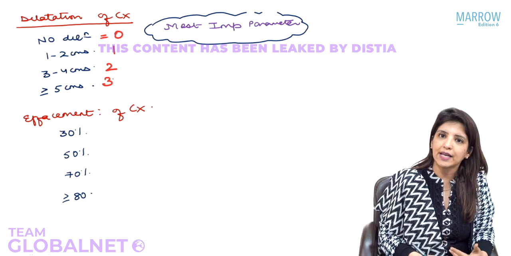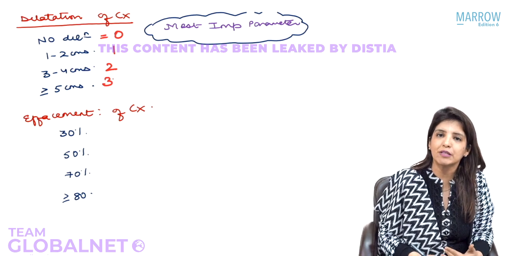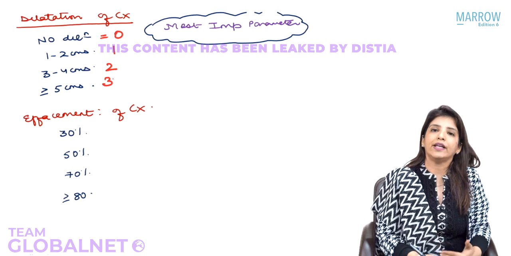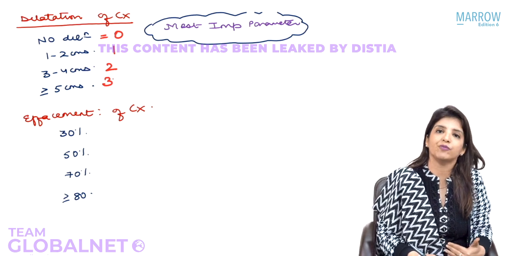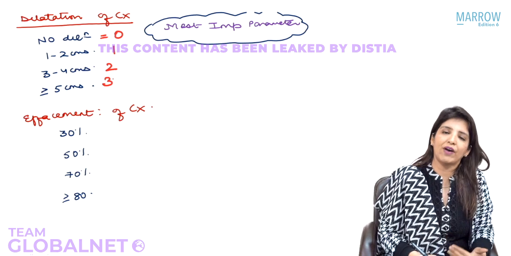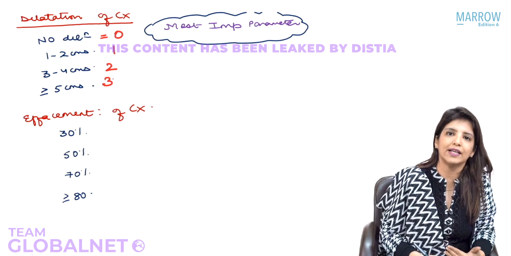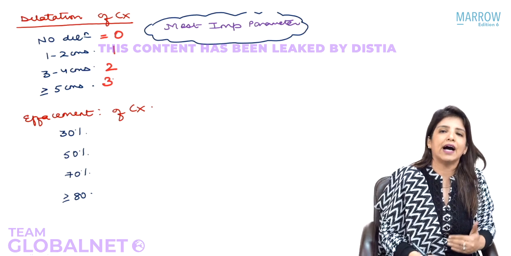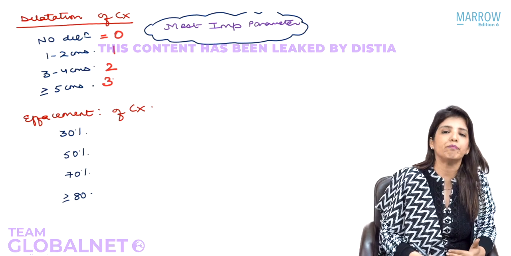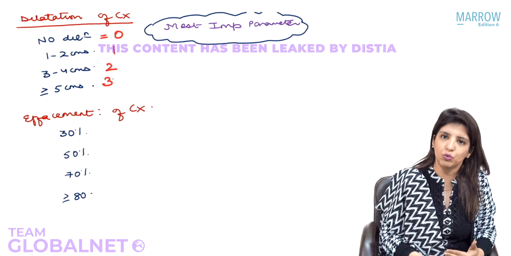If it is not dilated, 0. 1 to 2 centimeters dilated, 1. Then 3 to 4 centimeters dilated, you give a score of 2. And if it is 5 centimeters or more dilated, then you will give a score of 3. Please remember that dilatation is the most important parameter in the Bishop score.